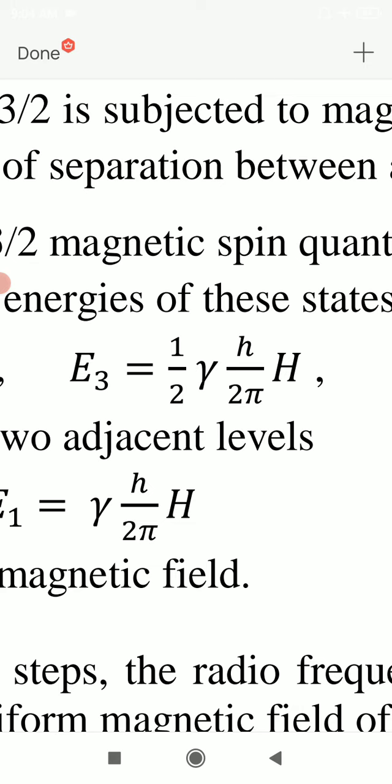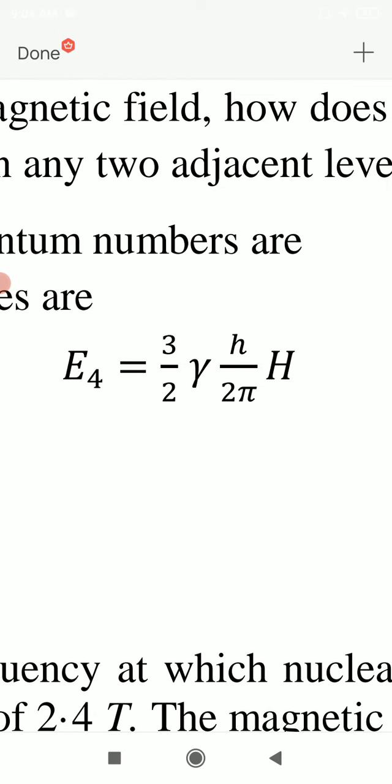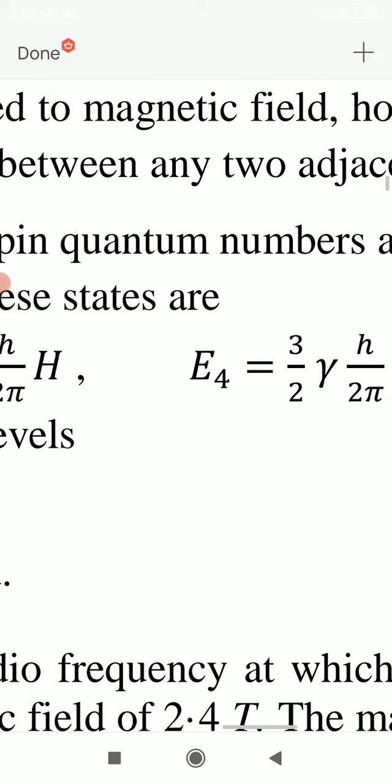This is for Mi equal to minus half, and this energy is half γh upon 2π H. And for Mi equal to minus 3 by 2, we have energy E4, which is equal to 3 by 2 γh upon 2π into capital H.